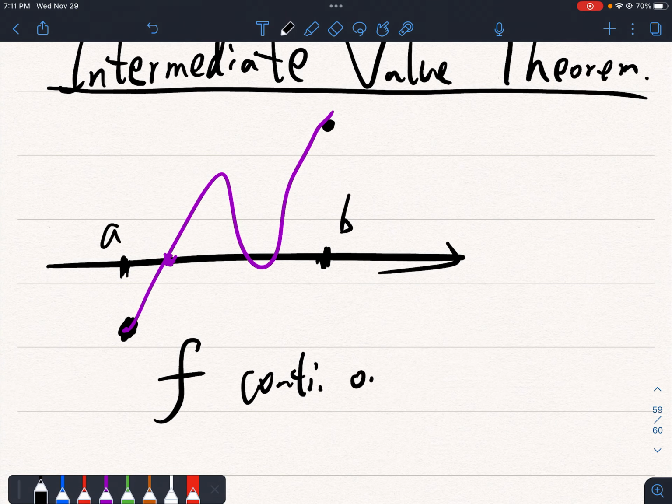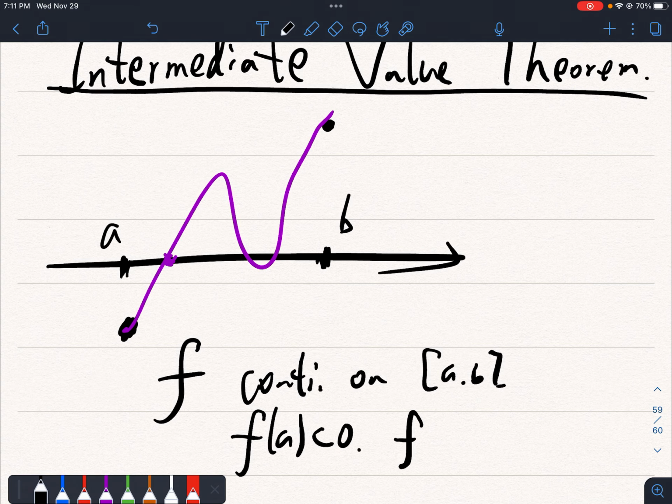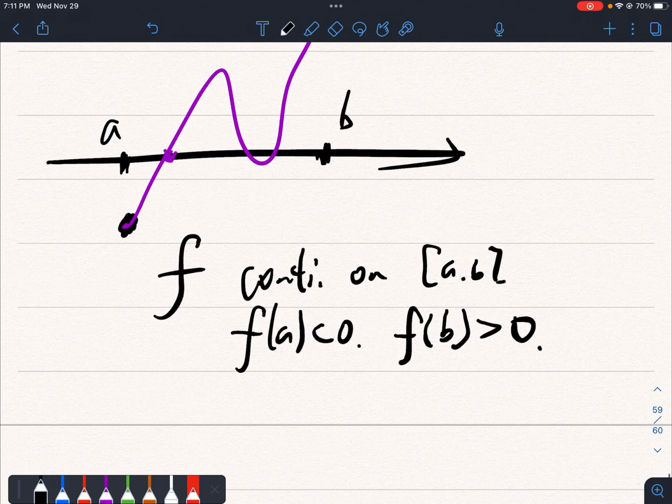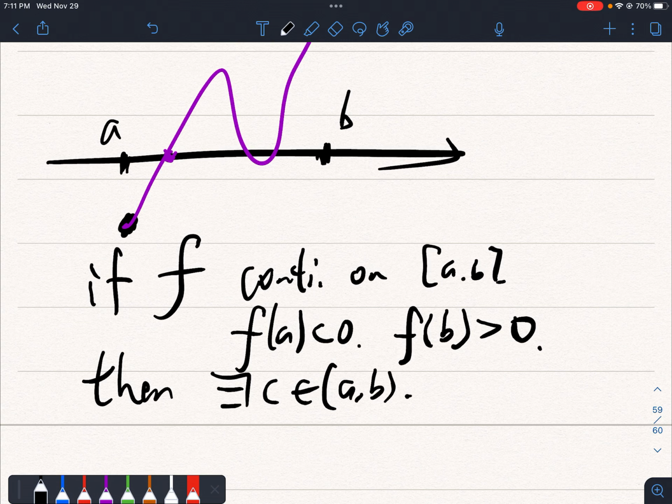So this is the simplest form of the intermediate value theorem. It says that if f is continuous on the closed interval AB and f of A is less than 0 and f of B is bigger than 0, these are assumptions, then you can find some C in the open interval AB such that f of C is equal to 0. Okay?